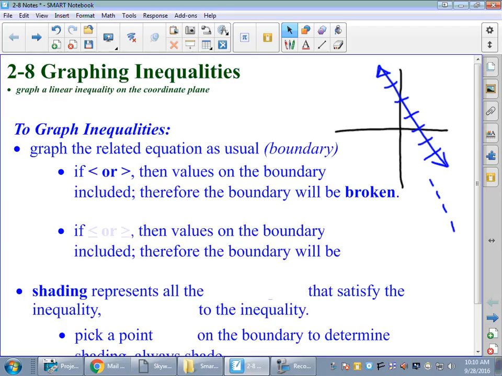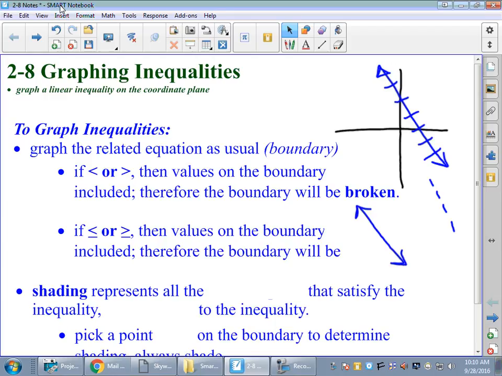If, though, the inequality is less than or equal to or greater than or equal to, then the boundary line is solid, and that's our symbol that says the ordered pairs that fall on that line are also included. So just like a solid or filled in circle on the number line.